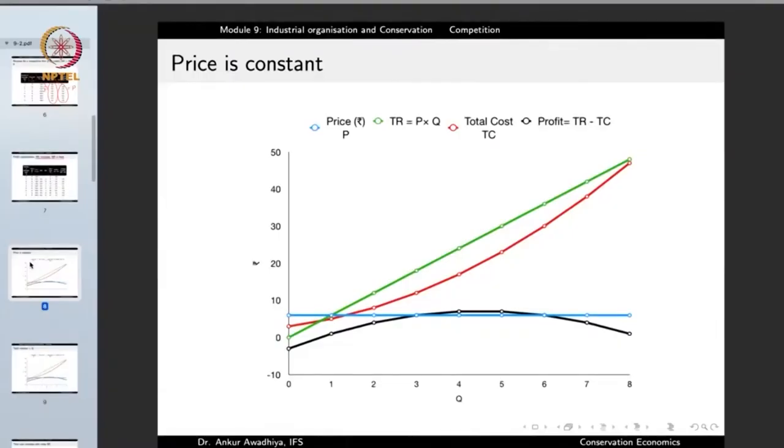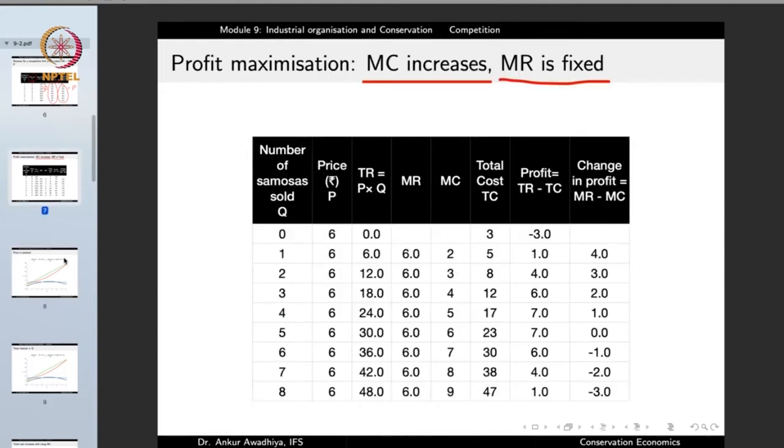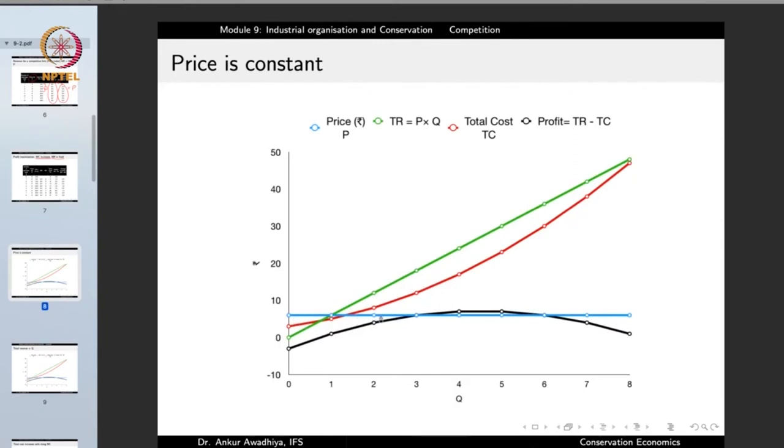Now, if we plot these values, we'll find a curve like this. So the first thing is price, which is shown here in this blue line. And price in this case is constant. It is fixed at 6 rupees. So this is what we are talking about. The price is fixed. And so we are getting a straight line. This straight blue line is the price line.